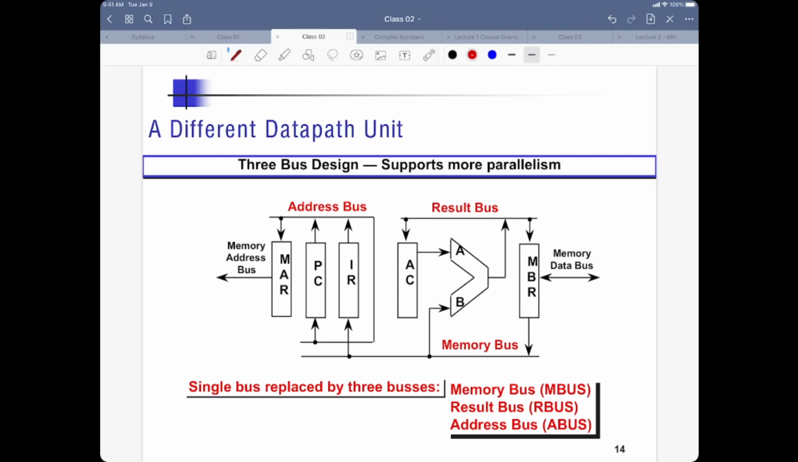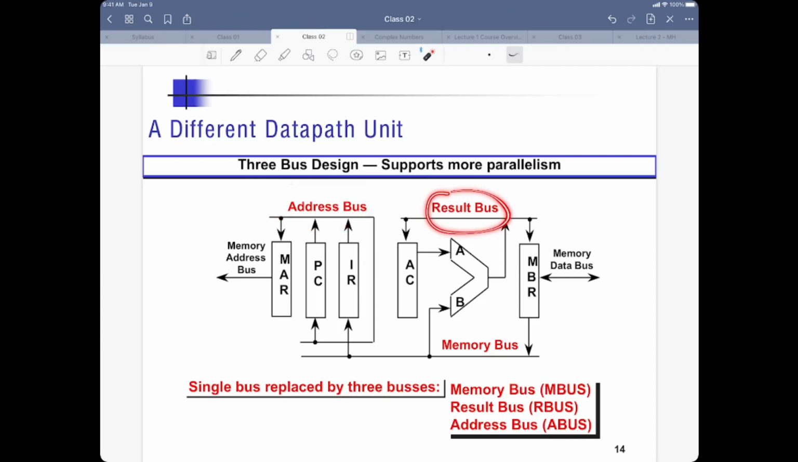One is called the address bus. MAR, PC, and IR. These are the three things that talk address. PC has the address of the next instruction. MAR, the memory address that you need to read or write to. Instruction register has the operand specifier, the address of the operand. So you need a connection there. So that particular bus, you're going to call the address bus.